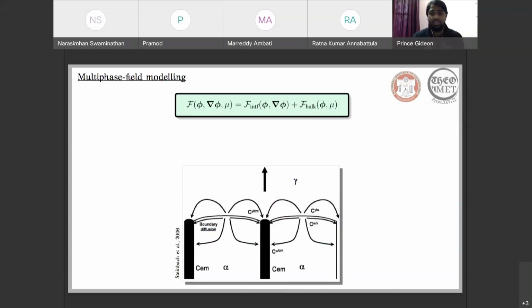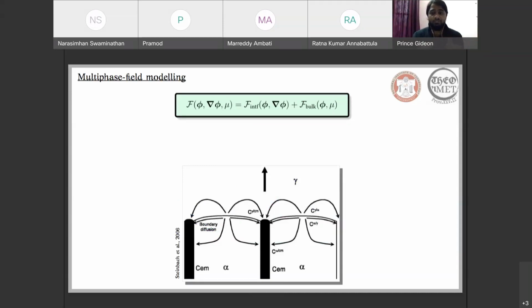Such a system involves more than two phases. It involves rather three phases. So you have to render sufficient consideration, or your phase field variable, or the scalar variable that you use, should be sufficiently sophisticated in order to accommodate these three different phases.